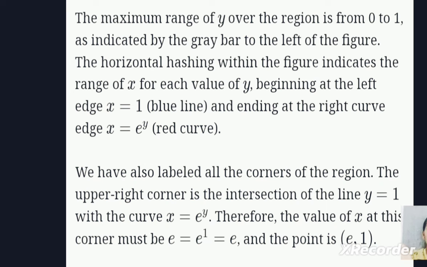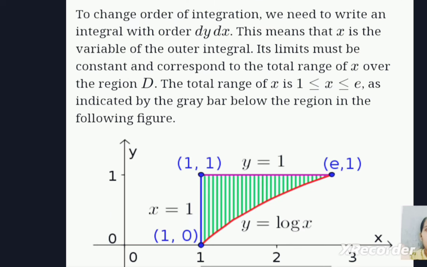We have also labeled all the corners of the region. The upper right corner is the intersection of the line y equals 1 with the curve x equals e to the power y, and the value of x at this corner must be e to the power 1, which equals e, so the point is (e, 1). To change the order of integration, we need to write an integral with order dy dx.